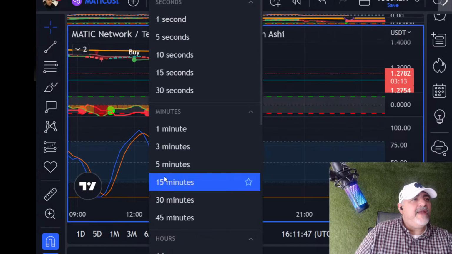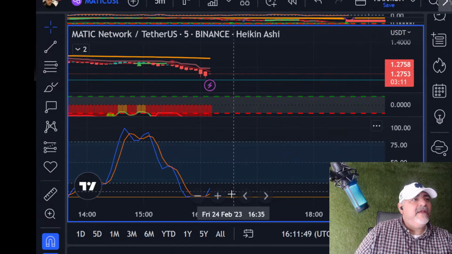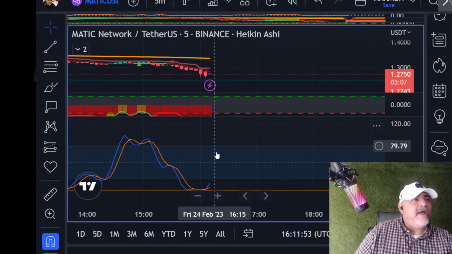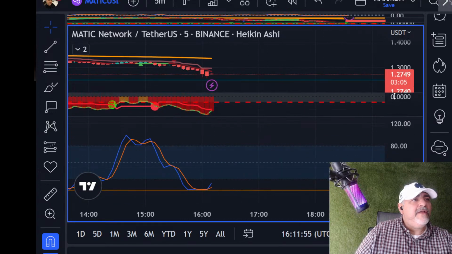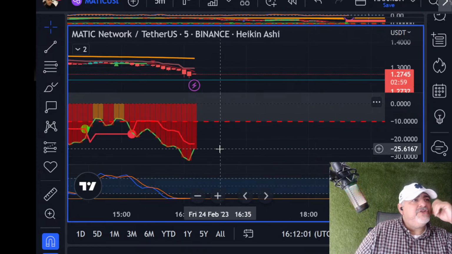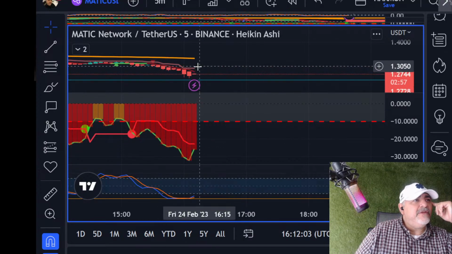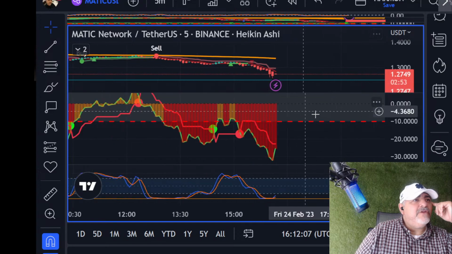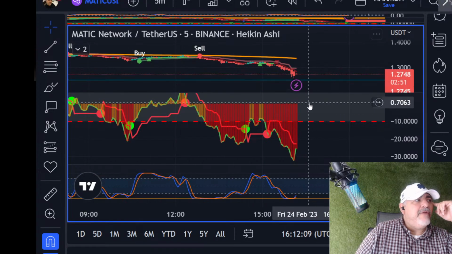So now let's go to Matic and take a look at our 5 minute, right? Here's our 5 minute starting to give us breathing room. So right now we're starting to get some breathing room here. Let's take a look at our indicators. So now this is a possible short coming up on Matic, and the short means that we're going to retrace a little bit and then go back into a short, right? Now let's take a look at the trade that we look for the most, right?